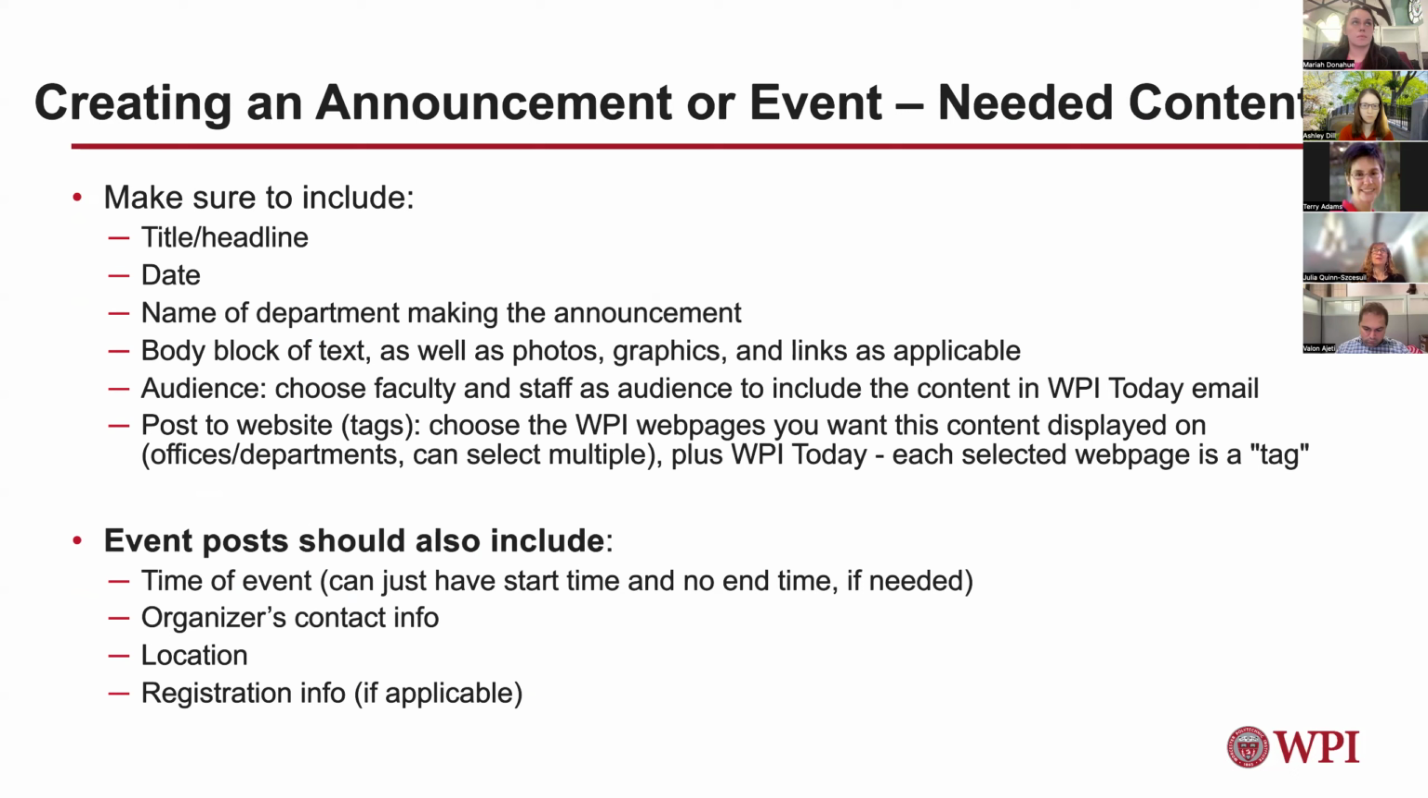Okay, so one thing that we really do like to focus on when you're creating an announcement or event is that the content can be varied. You can have a short couple of sentences, you can have a couple of paragraphs. The important thing is you want to make sure that it's fairly consistent so that users know exactly what's happening. So you want a very specific title and headline. You want to make sure you have the date, and you want to make sure you name the department that's making the announcement so that users can identify where this news is coming from. The body block of text could include all of your content. You might want to add some photos, some graphics. You could even add links to outside places if you want to do that.